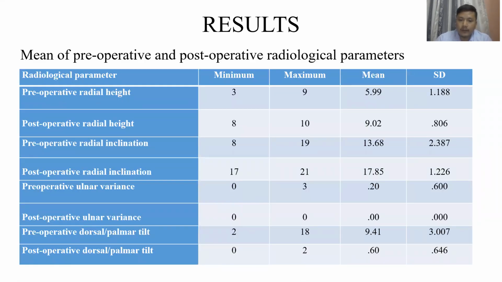Mean preoperative radial height was 5 mm, which improved to 9 mm. Mean preoperative radial inclination was 13 degrees, which improved to 17 degrees. Mean preoperative ulnar variance was 0.20, which improved to 0. Preoperative dorsal or palmar tilt was 9 degrees, which improved to 0.60 degrees.